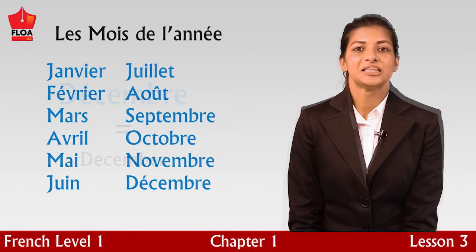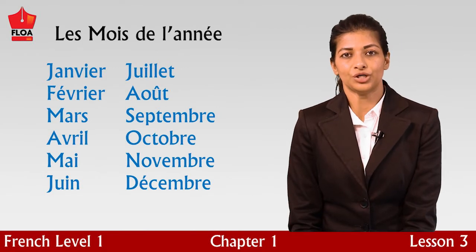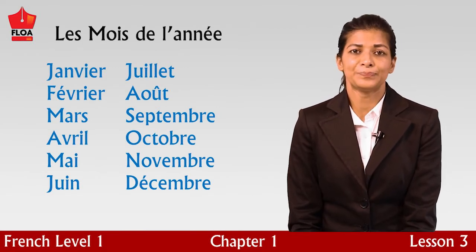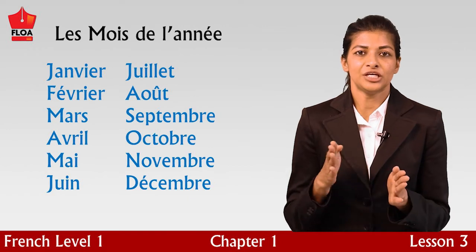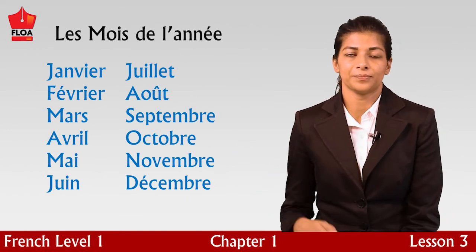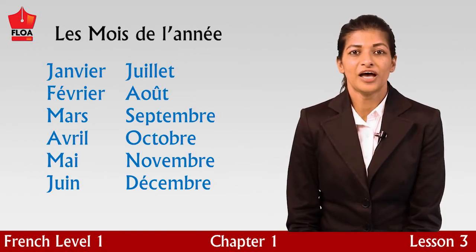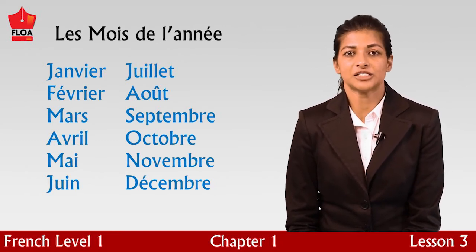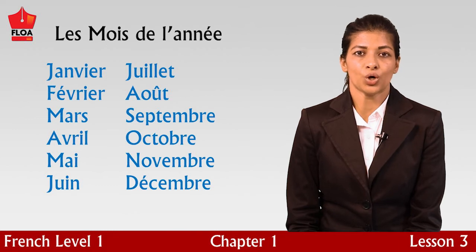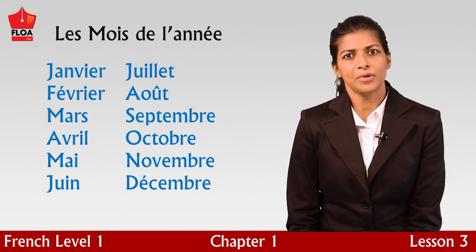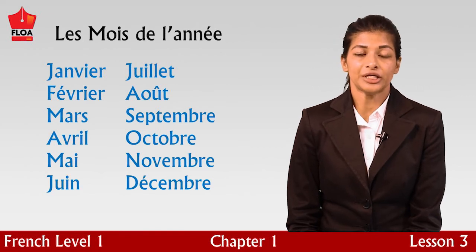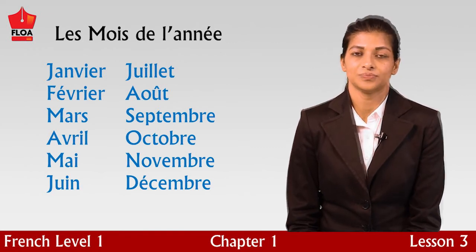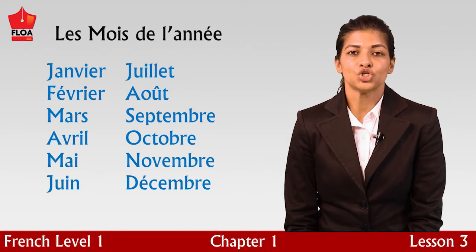Now that we have learned the months of the year, let us revise them. January is called Janvier. February is called Février. March is called Mars. April is called Avril. May is called May. June is called Juin. July is called Juillet.